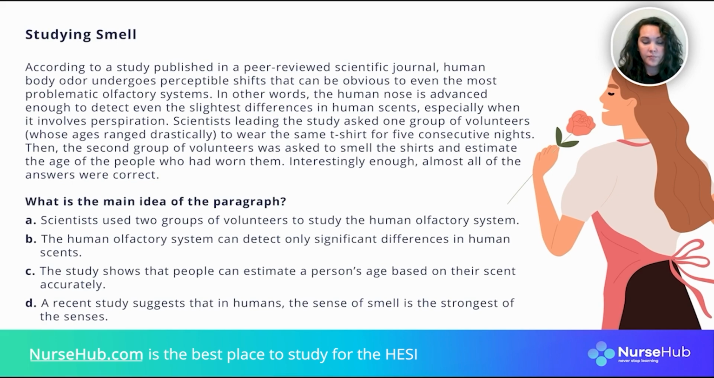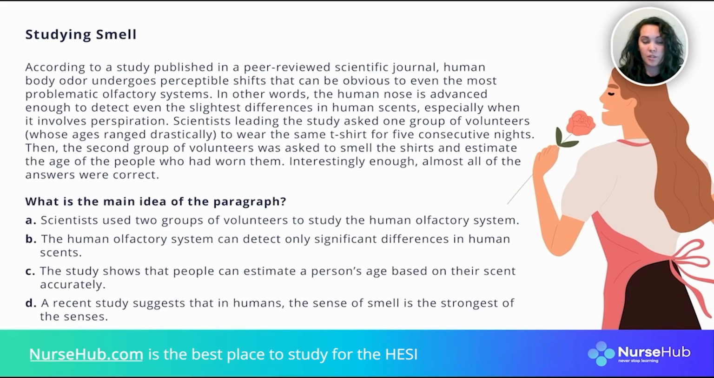Studying smell. According to a study published in a peer-reviewed scientific journal, human body odor undergoes perceptible shifts that can be obvious to even the most problematic olfactory systems. In other words, the human nose is advanced enough to detect even the slightest differences in human scent, especially when it involves perspiration.